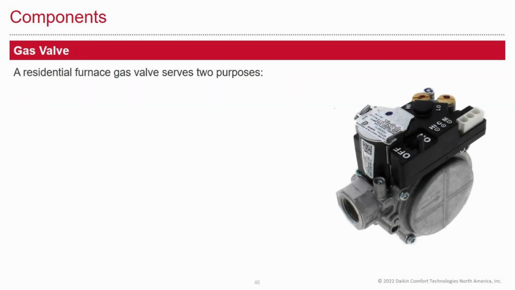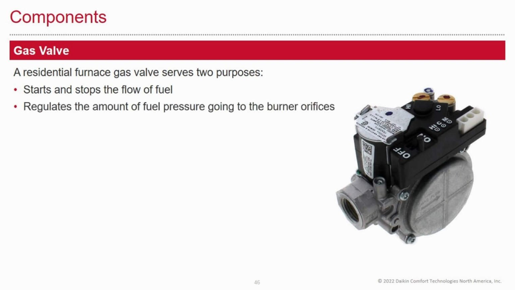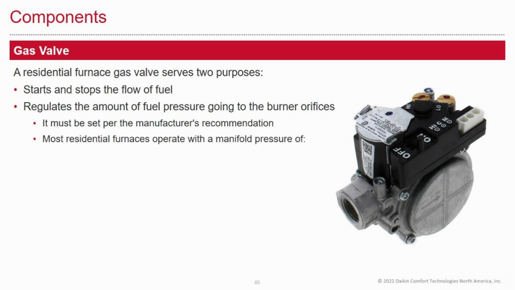Gas valve. A residential furnace gas valve serves two purposes. It starts and stops the flow of fuel, and it regulates the amount of fuel pressure going to the burner orifices. It must be set per manufacturer's recommendations. Most residential furnaces operate with a manifold pressure of 3.5 inches of water column for natural gas, 10 inches of water column for propane.